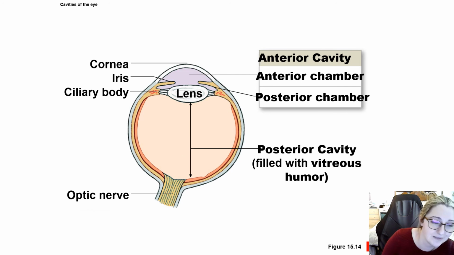So here's this lovelier picture than mine. You have the posterior cavity and the anterior cavity. So make sure you're able to label those.